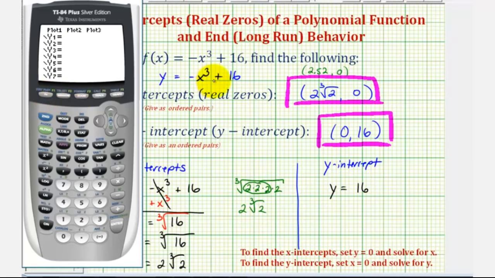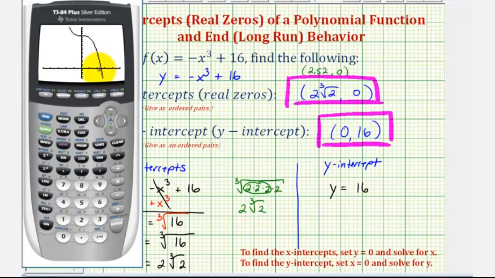Now let's press y equals, enter the function. So we have negative x raised to the third power plus 16. Now from here, if we press zoom 6 for the standard window, we will see the x-intercept, but we won't see the y-intercept because for the standard window, the y maximum is only 10. So from here, let's press the window key. Let's go ahead and change these slightly. Let's change the x min and x max to negative 5 to positive 5. And then for the y minimum, let's go from negative 5 to the y max of, let's say, 20. So we'll press graph. So there's the y-intercept and there's the x-intercept.